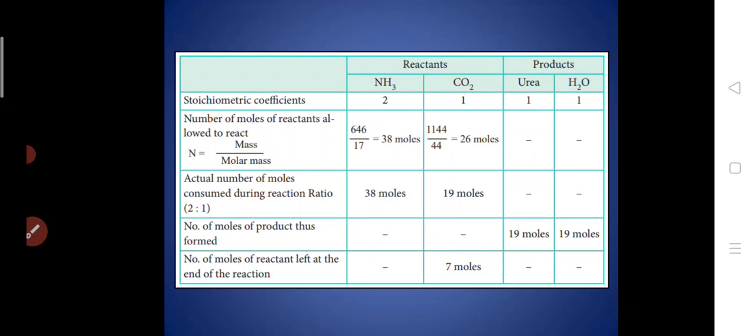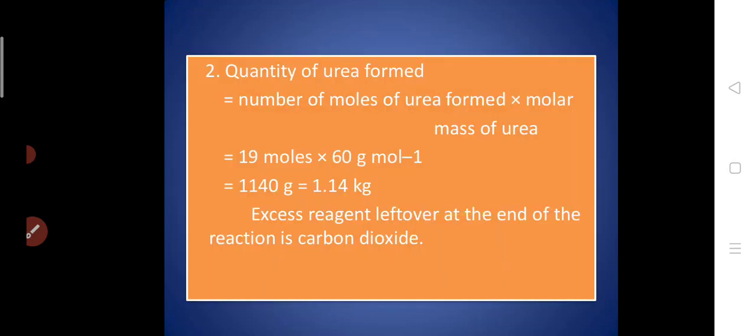Number of moles of reactant left at the end of the reaction. Here NH3 is completely consumed, all the 646 grams is consumed. But of the CO2 1144 grams, only half was consumed. So the left out will be 7 moles, it is still left out. As for the products, urea is completely formed and water is completely formed. So since ammonia is present in lesser amount, it is the limiting reagent and it is consumed completely. Since carbon dioxide is more in amount, of the 1144 grams only half is consumed and the remaining 7 moles is left out. So that calculation we have to show here.